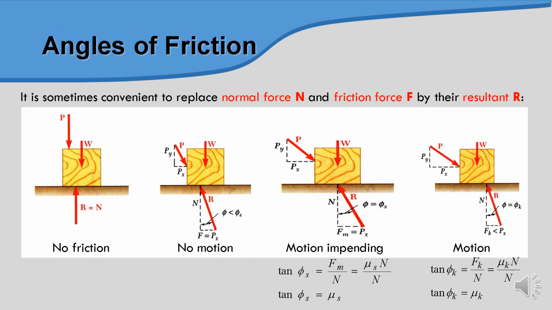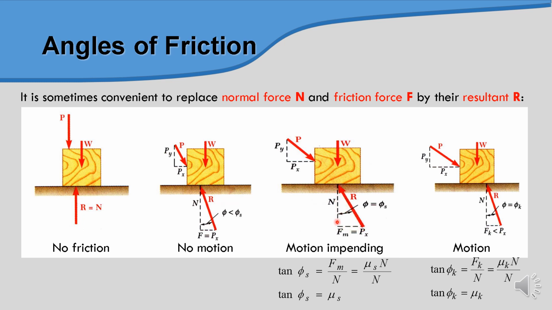So sometimes we will try to relate the normal force and friction force by using a resultant R. In this case, we look at the motion impending. We can see the Fm divided by n value, where n is equivalent to W plus Py. And then this value basically obeys the rules of Pythagoras.